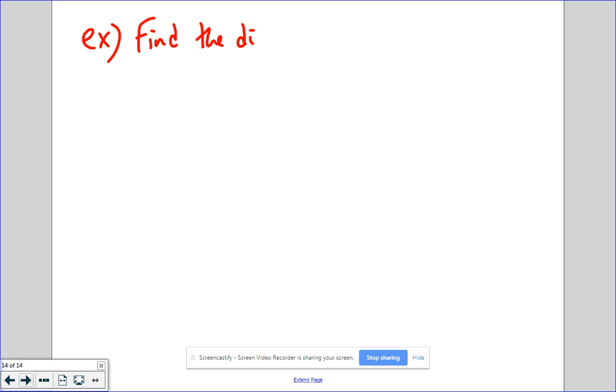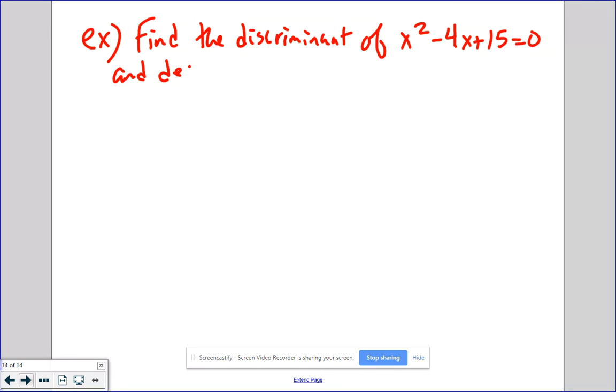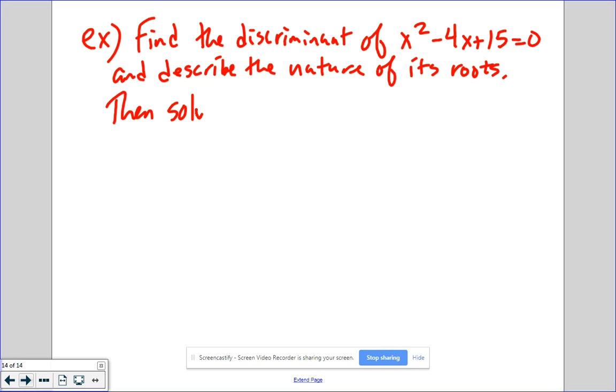Find the discriminant of x squared minus 4x plus 15 equals 0, and describe the nature of its roots. Then solve the equation by the quadratic formula.